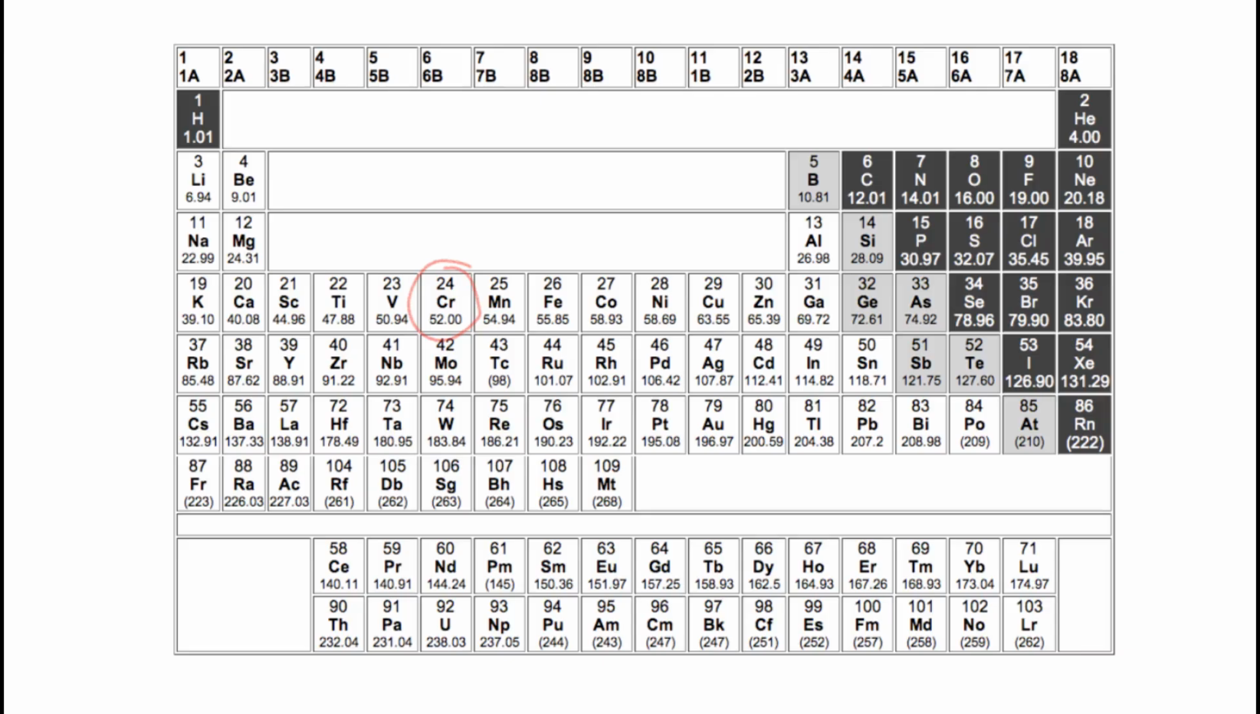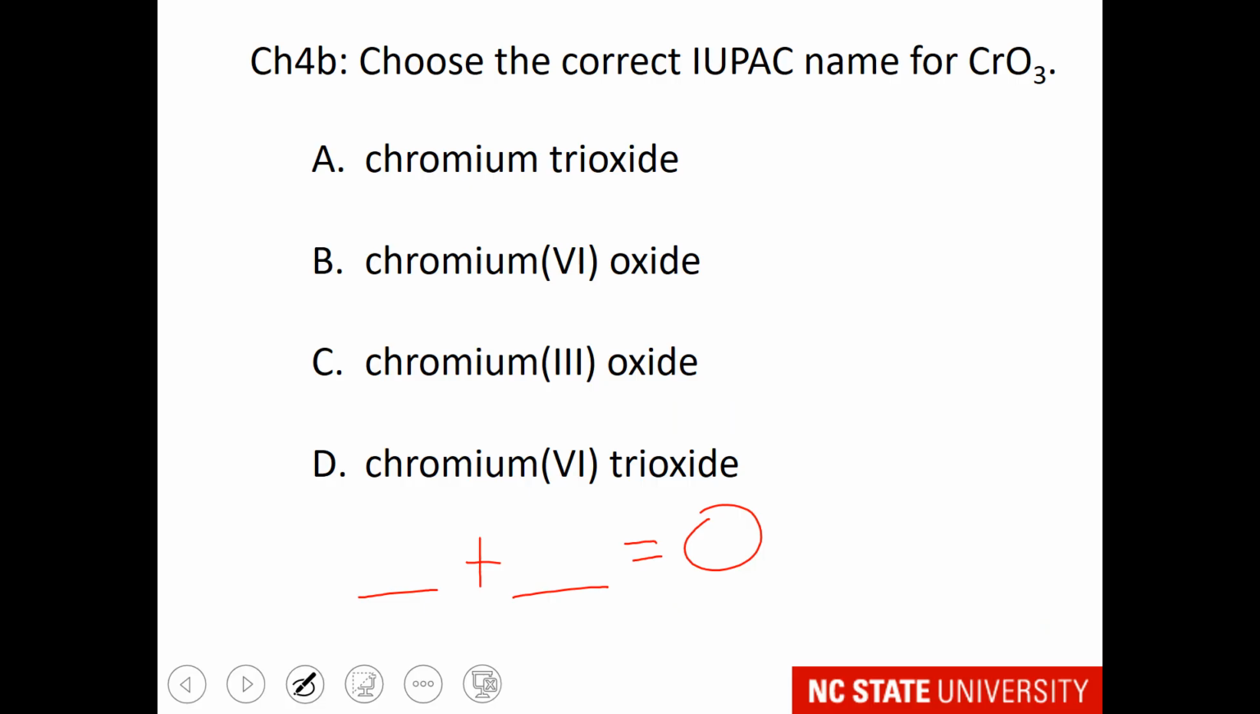Remember that chromium is in the transition metal block, so it has multiple options for the oxidation state. We know that the sum of the oxidation states needs to be 0 because this compound is neutral, and that oxygen in molecules is typically a -2.